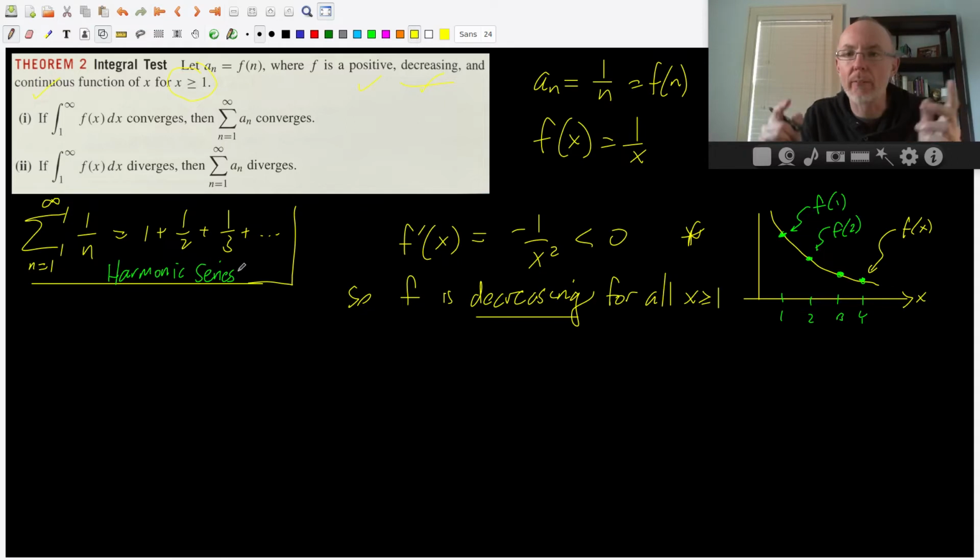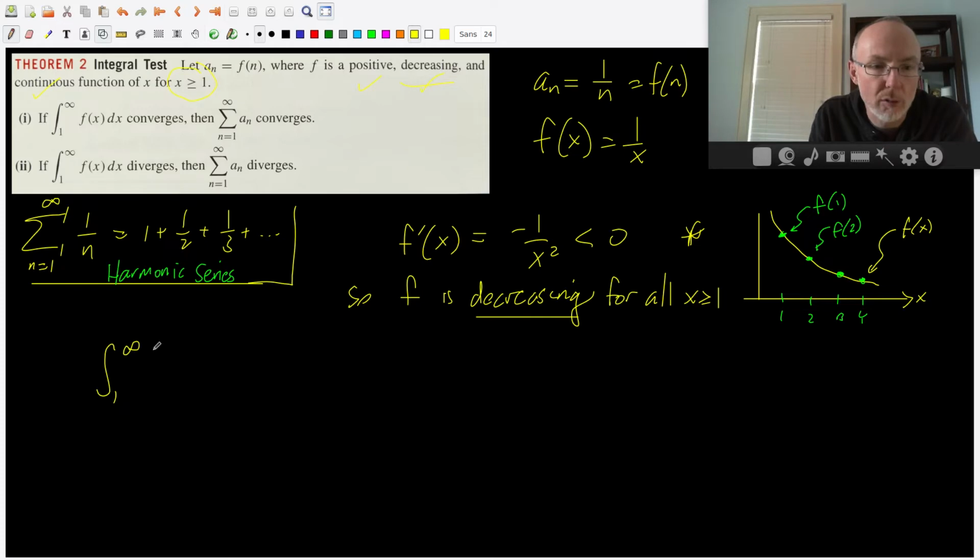Okay, so now we've checked the conditions. We've got a positive function, we've got a decreasing function that's continuous on x greater than or equal to 1. So what our test tells us is to evaluate the integral from 1 to infinity of f of x. And if it converges, so does the series. If it diverges, so does the series.